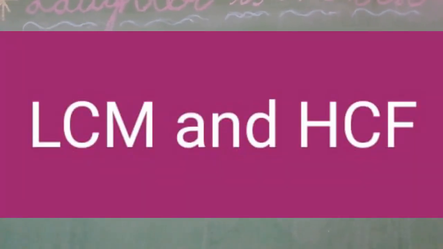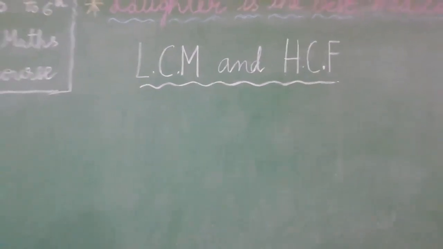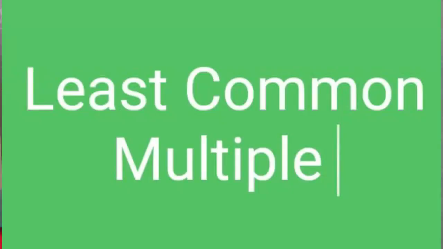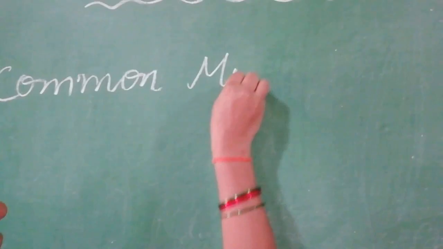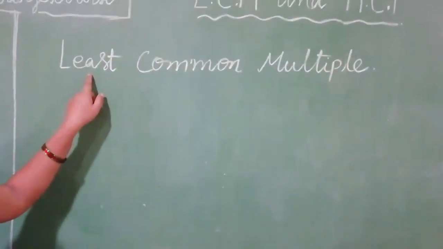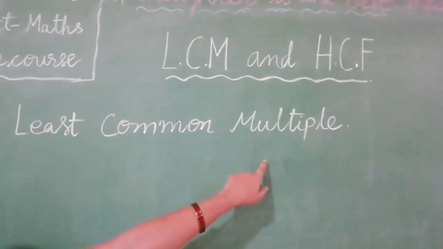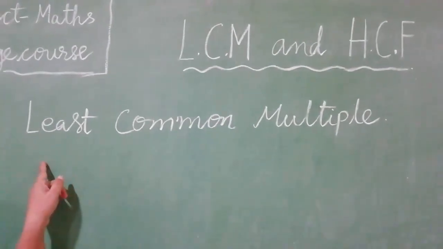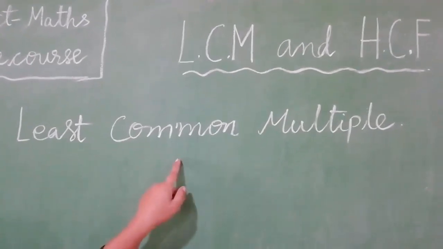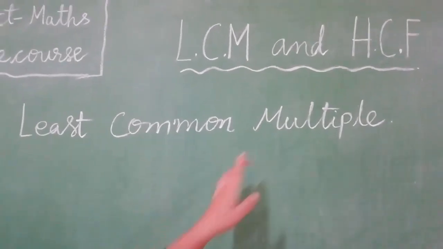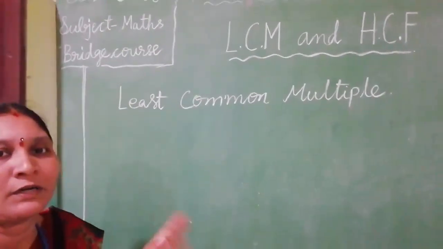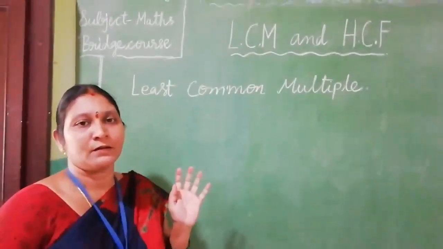LCM stands for least common multiple. L stands for least, C stands for common, M stands for multiple. The full form of LCM is least common multiple. In the before class I told what is a multiple and what is a factor.